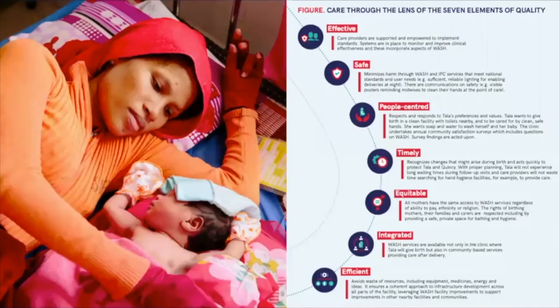Within the most recent Global Progress Report from 2020, WHO and UNICEF actually developed a figure that takes you through the lens of the 7 elements of quality as it relates to WASH and IPC, helpful to emphasize how WASH is related to effective, safe, people-centered, timely, equitable, integrated, and efficient care. Really important when we think about arguments as to why WASH is a non-negotiable in providing quality health services.